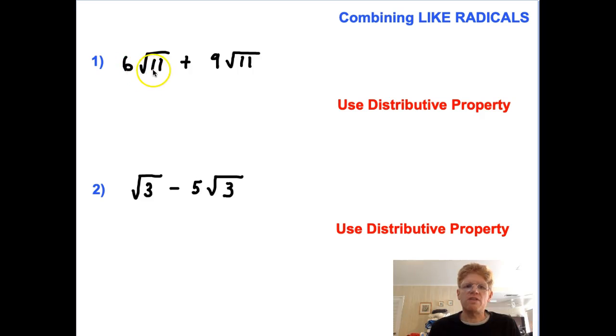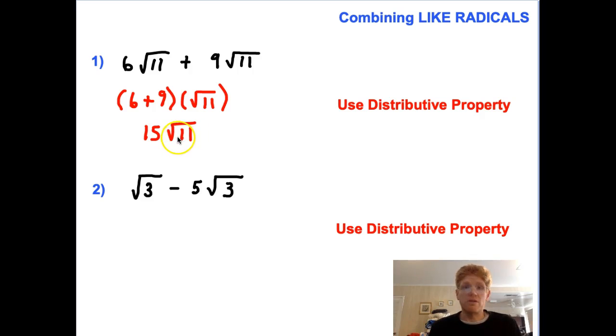So you can see here that 6 square root 11 plus 9 square root 11 is really 6 times square root 11 plus 9 times square root 11. So we can actually rewrite that as 6 plus 9 times the square root of 11. And when we do that, we can very quickly see that we can combine our 9 and our 6 to give us 15 times the square root of 11. And since this doesn't simplify, it's a prime number, we're done.